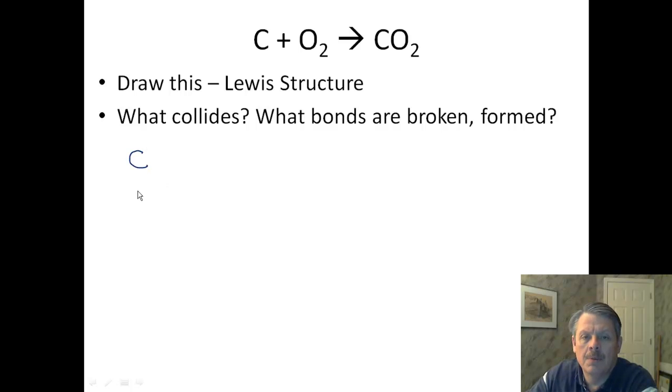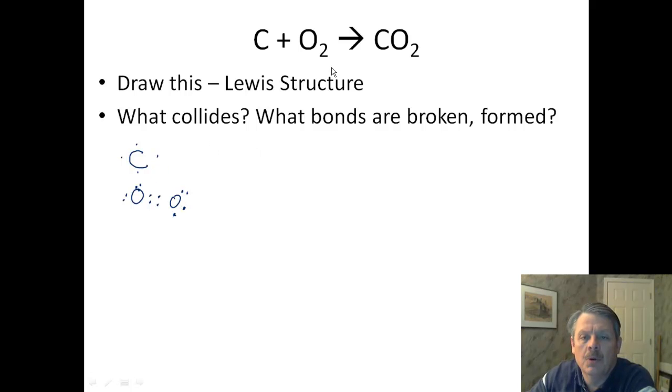We have carbon and we have O2. So let's see, carbon just has 4 electrons around it. And oxygen, if you remember, is in column 16, so it has 6 electrons around it. And what it does is it bonds with another oxygen with 6 electrons around it. They share 2 pairs of electrons. So this is what happens.